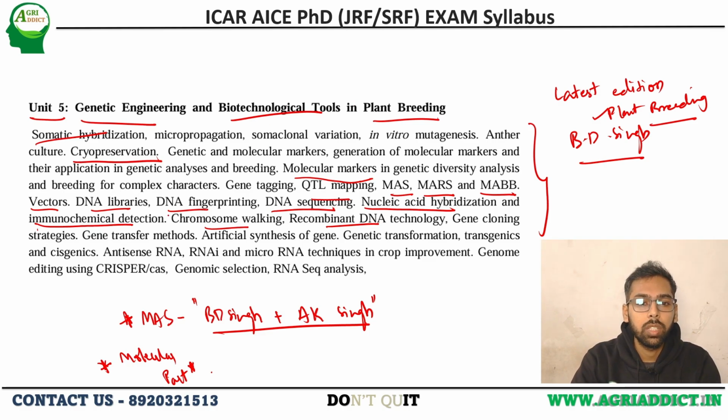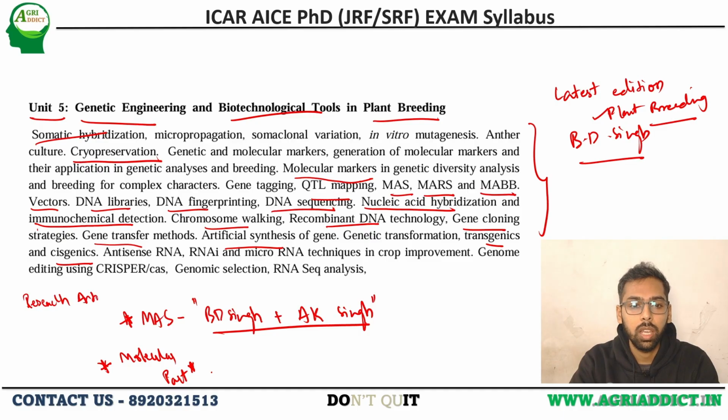And then regarding the other biotechnological tools like gene cloning, followed by gene transfer methods, that is, genetic transformations, followed by artificial synthesis of genes, transgenics, and cisgenics, you can refer to a few research articles available online, and the minimum information regarding these topics is also mentioned in the latest edition of Plant Breeding by B.D. Singh. The same continues with RNAi and antisense technologies.